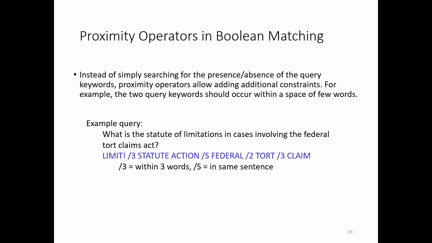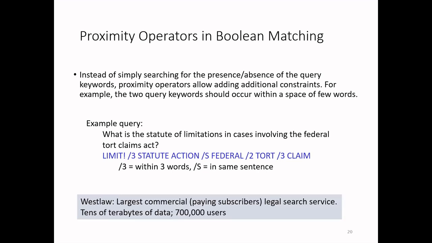So this kind of matching is very popular in certain domains. This example actually is taken from the Westlaw Library, which is the largest commercial paying-subscriber legal search service. And it has tens of terabytes of data and about 700,000 users.